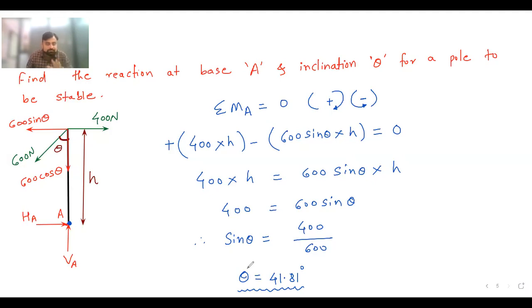So here, what is our next step now? Now we want to find out HA and VA. So to calculate HA and VA, we will apply summation Fx equal to 0 and summation Fy equal to 0.